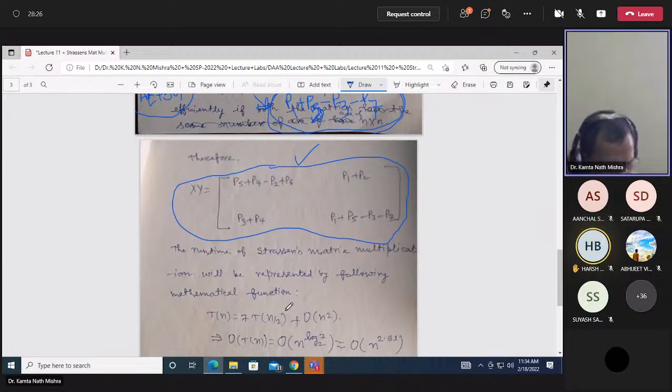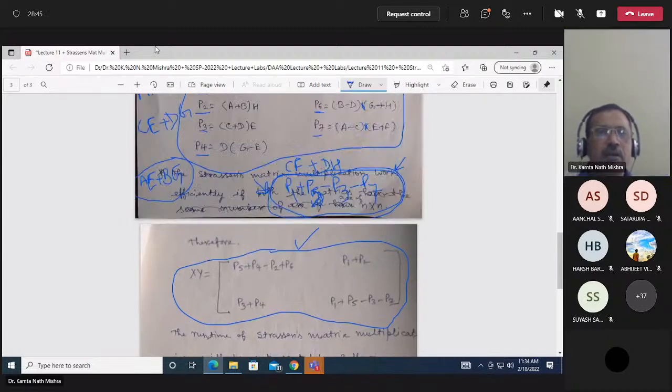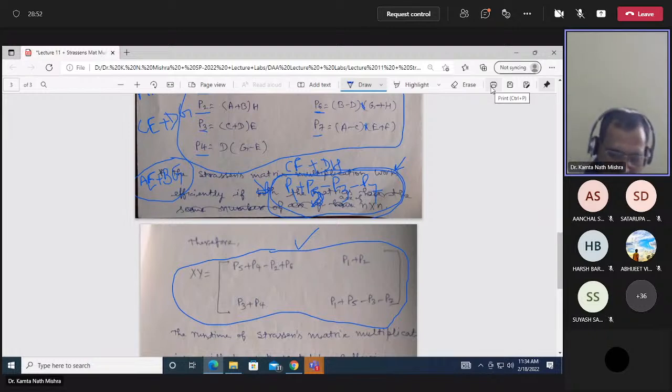We will implement it when you join the offline lab. We will implement it in the lab with the help of variables A, B, C, D and variables P1 to P7, and we will see whether it gives the answer or not. This is all about matrix multiplication, consisting of Strassen's method and the brute force method of matrix multiplication.